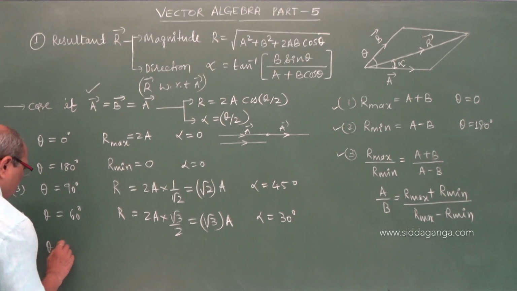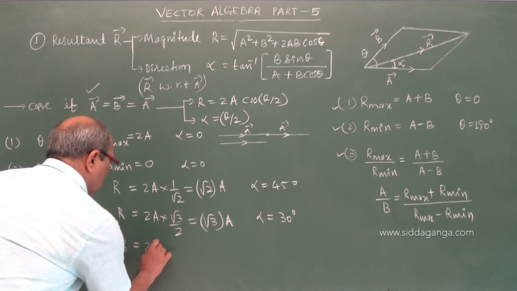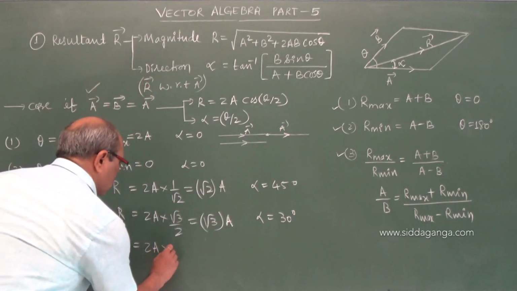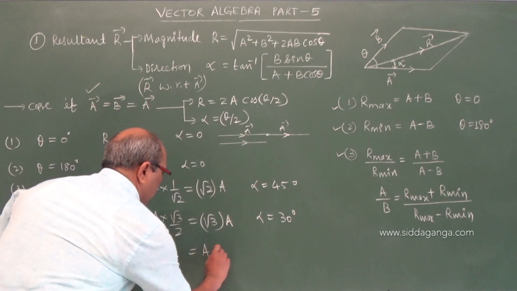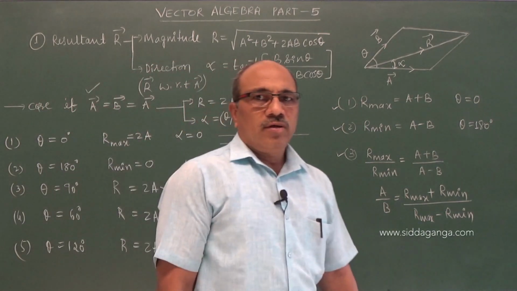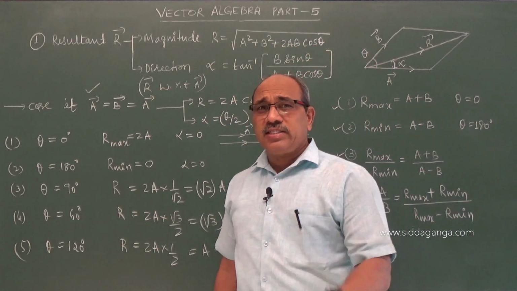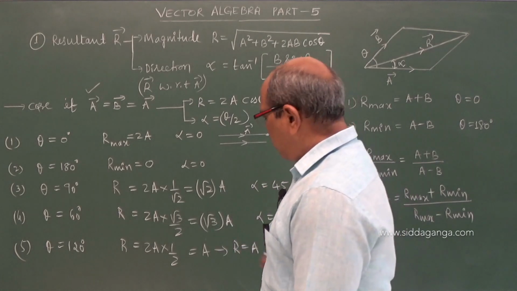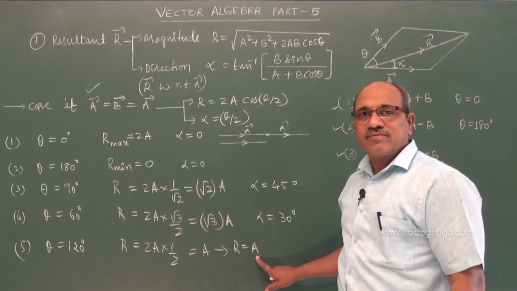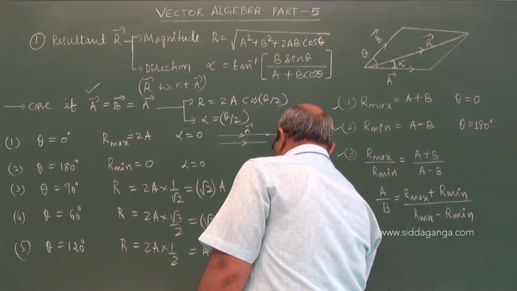Similarly, theta equal to 120 degree, R is equal to 2a cos 60. 120 by 2 is 60. That cos 60 is half, so R is equal to a. Very important. When the two equal vectors are making an angle 120 degree, the resultant bisects the angle, and the value of the resultant is equal to the value of one of the vectors. R equal to a at 120 degree, and alpha is equal to 60 degree.